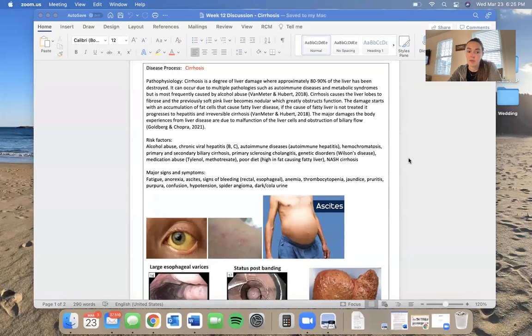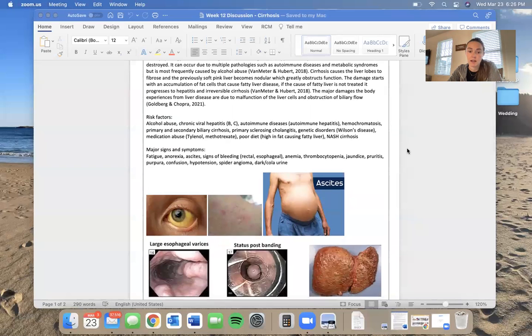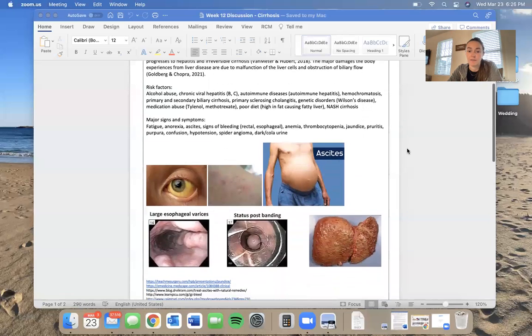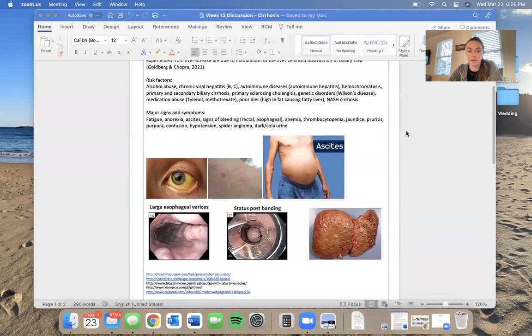Like I previously mentioned, alcohol abuse is the number one risk factor for cirrhosis. Also chronic viral hepatitis B and C, especially if untreated. Autoimmune diseases such as autoimmune hepatitis, hemochromatosis, primary and secondary biliary cirrhosis, primary sclerosing cholangitis, genetic disorders such as Wilson's disease, medication abuse such as Tylenol and methotrexate, either intentional or unintentional, and a poor diet so high in fat, which causes fatty liver disease. And then there's lastly NASH cirrhosis, which is very common. It's non-alcoholic steatohepatitis. The cause of that is idiopathic.